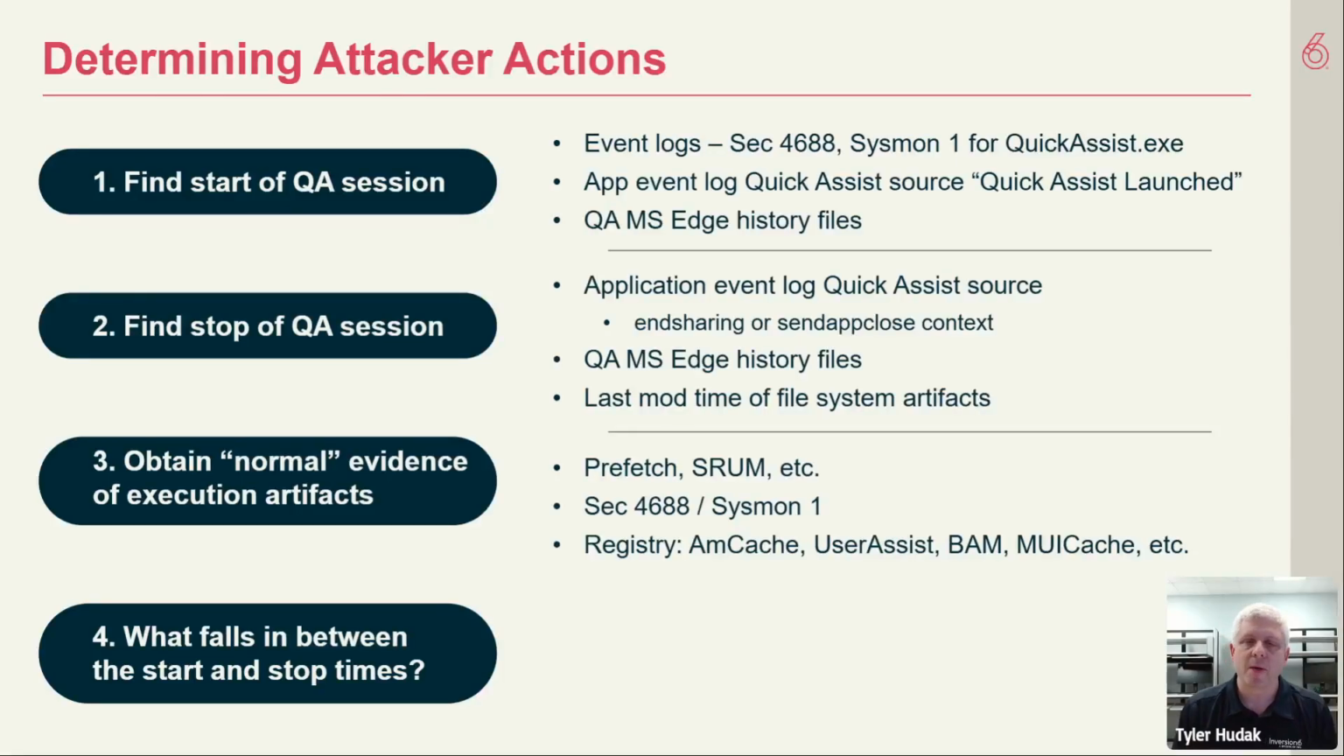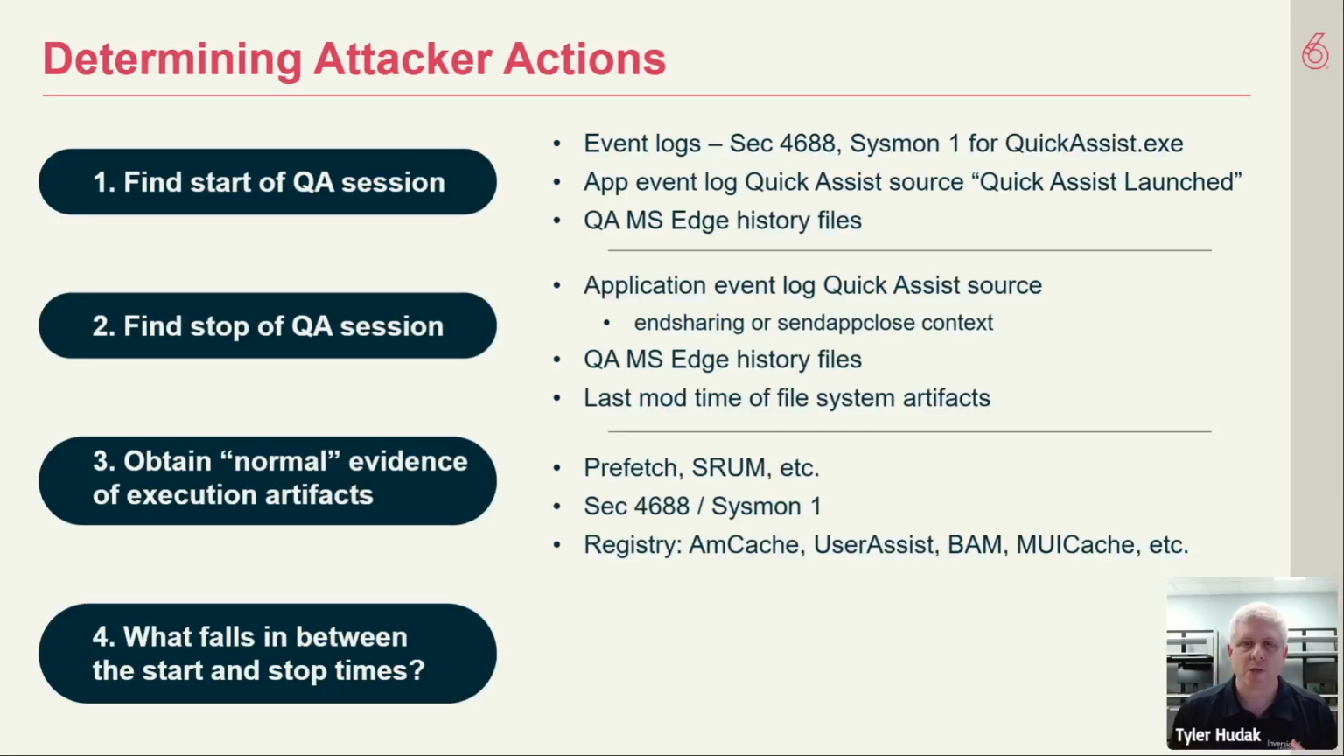So, some places you might look: the Prefetch files, the SRUM, MUICache. There's lots of places in the registry where you can see this, the AmCache, UserAssist, Background Activity Moderator. You can look in the event logs. Again, if you have the 4688 process execution logs turned on, you can look at those, Sysmon, and so on. And so basically you're just coming up with the start of the Quick Assist session, the ending point, and finding out what falls in between those start and stop times.